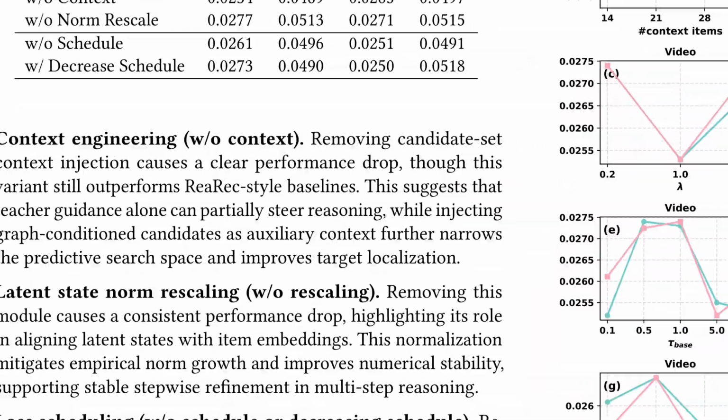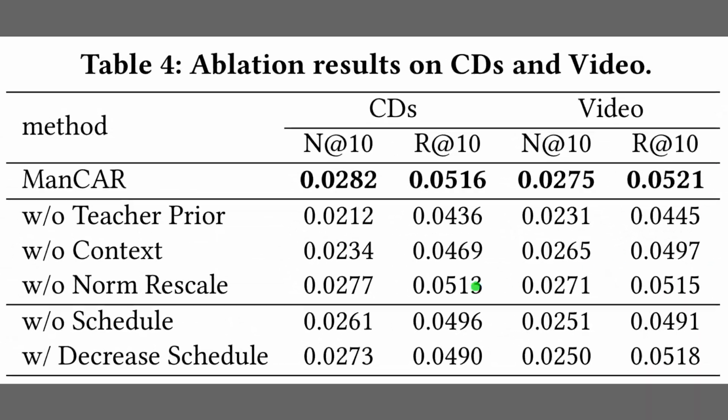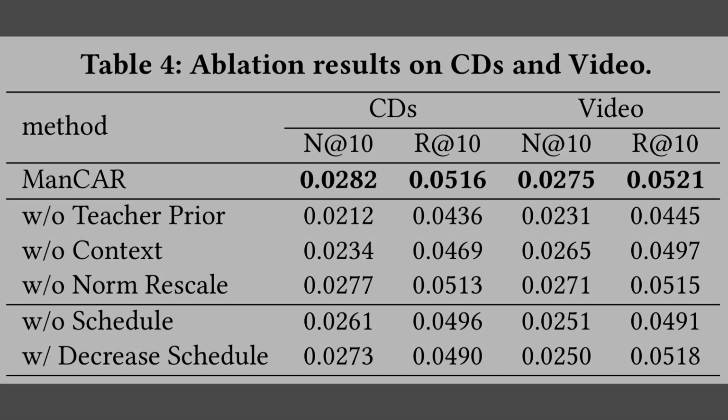So, having established that the model works, Table 4 asks which parts are doing the heavy lifting. This ablation study strips away features one by one to measure their individual impact. The most dramatic drop appears in the second row, labeled without teacher prior. Losing this guidance causes performance to plummet, confirming that the manifold constraint is the core driver of success. The third row shows that removing the context also hurts, while the bottom rows validate that technical details, like norm rescaling and loss schedules, are vital for stability.